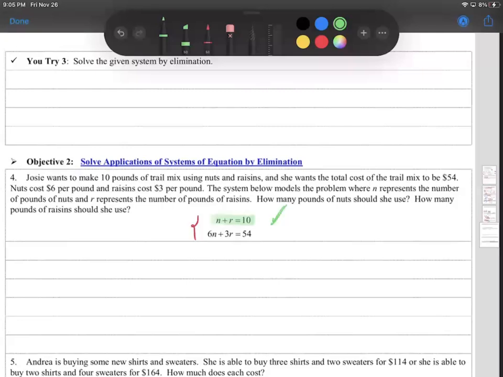Why is that? Let me highlight in blue here. Well, the nuts cost $6 per pound, and then the raisins are $3 per pound. So 6N plus 3R, and she wants the total cost to be $54. So 6N plus 3R must be equal to 54.